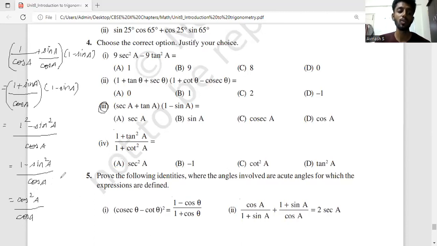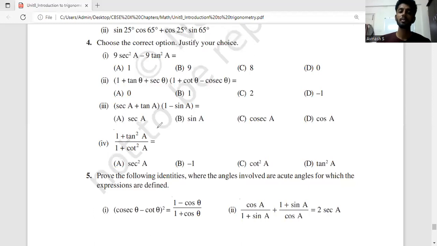Let me do one more step for you to understand it better. Cos square a can be written as cos a into cos a. This is just for our understanding. And in the denominator we have cos a. One of these cos a's will get cancelled, and you're getting cos a, which is our part D.